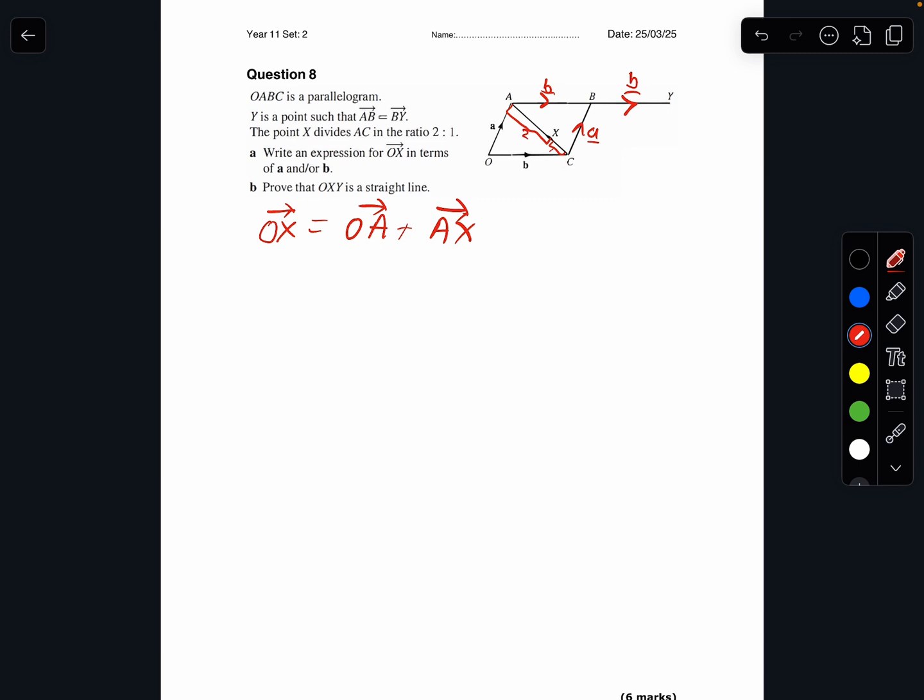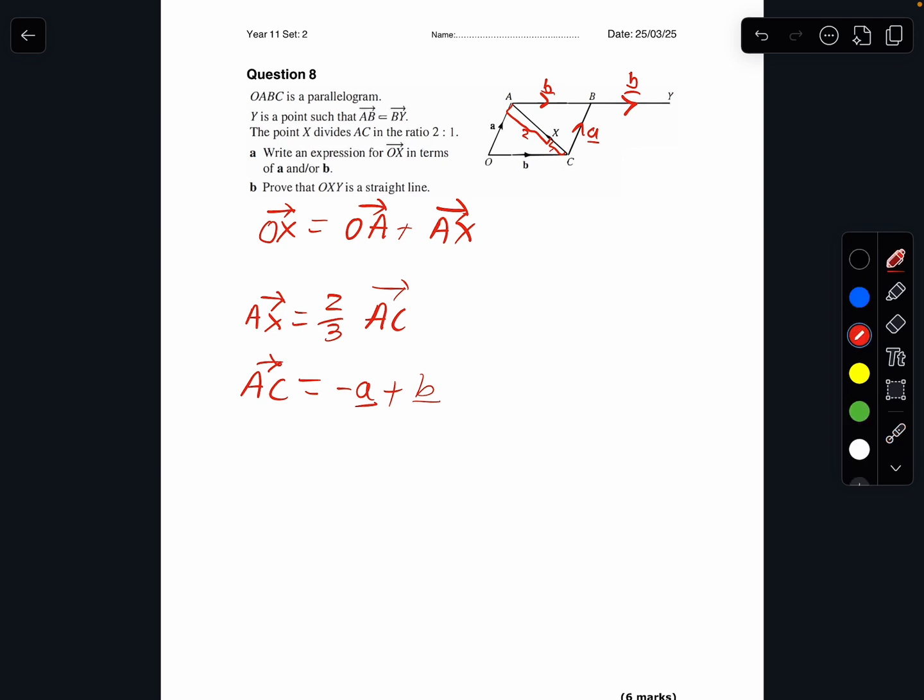I need to first work out A to X. To work out A to X, I know that's going to be 2/3 of A to C. So I need to work out A to C. A to C is going to be minus a plus b. So at this point, I started by thinking about what I want to find, how am I going to find that, until I've got something that I can do. Now I've got this, I can sub into here, which is going to sub into that.